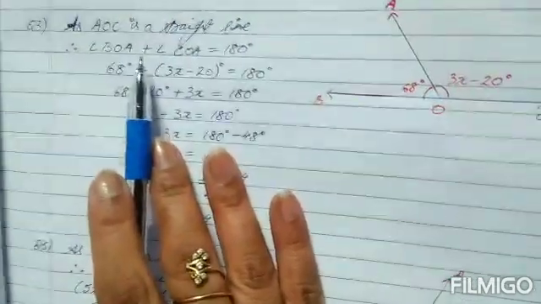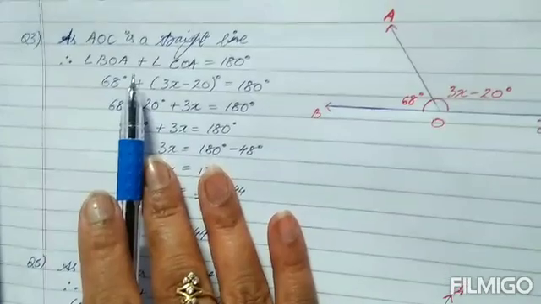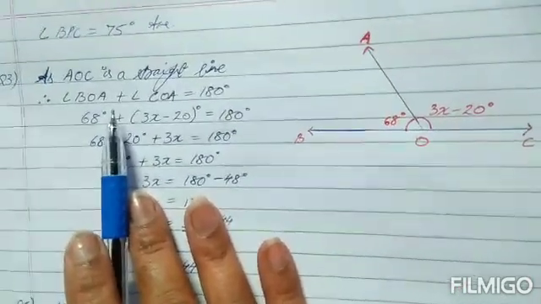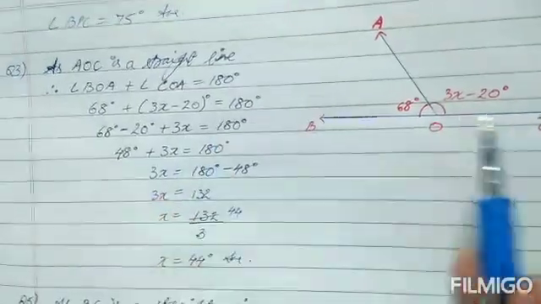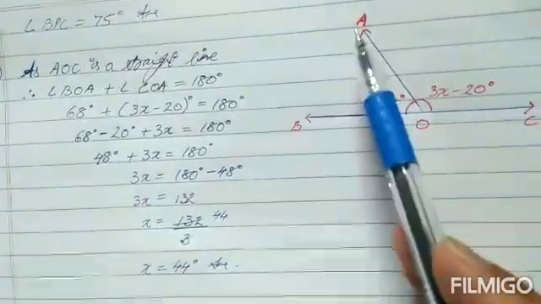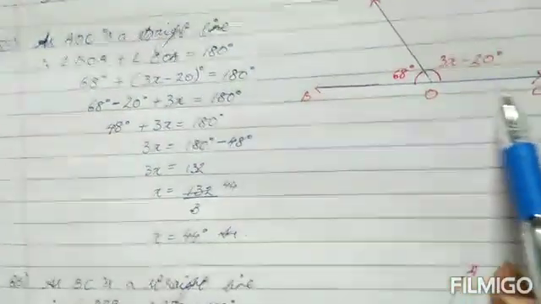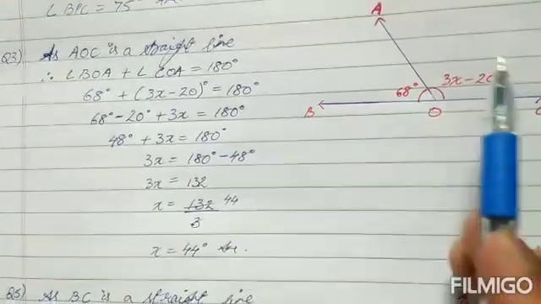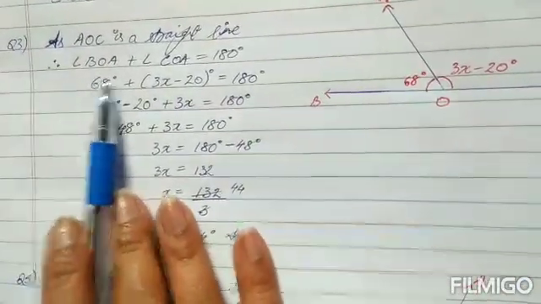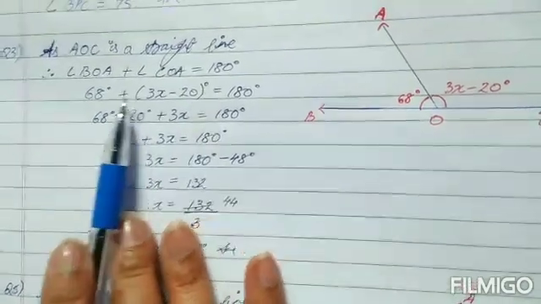Question number 3. The figure given alongside shows two adjacent angles AOB and AOC whose exterior sides are along the same straight line. Find the value of x. Now let's look at the two angles AOB and AOC. That means BOC is a straight line. Now keeping this concept in mind, we move forward. Angle BOA and COA is equal to 180 degrees.